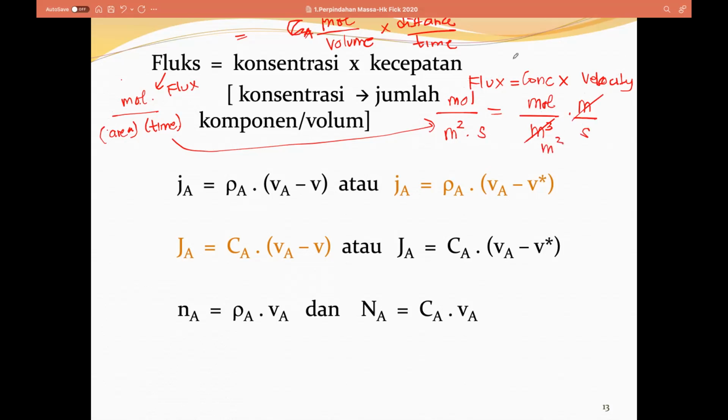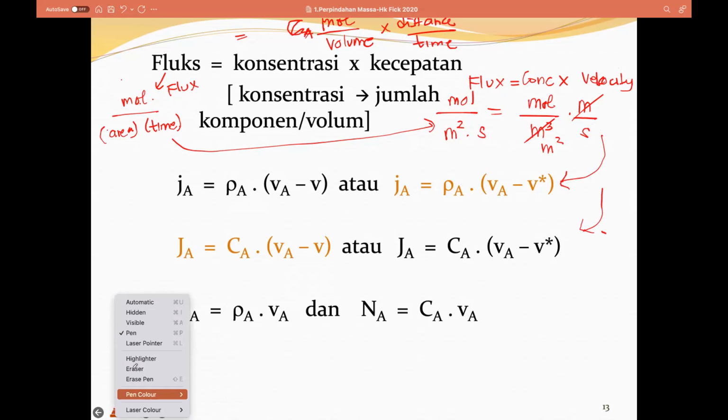So we can argue that even for the molar flux or mass flux, flux is actually concentration multiplied by velocity. Now because the phenomenon now includes velocity, let's include the velocity into this J. Sorry, it's not that one, but into this one, the N.